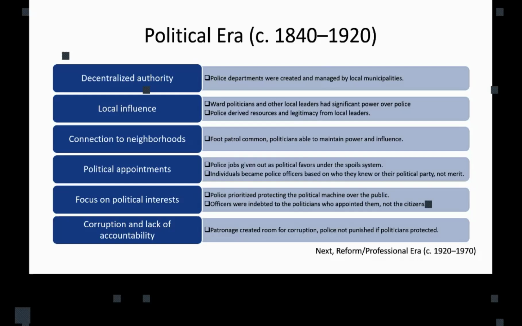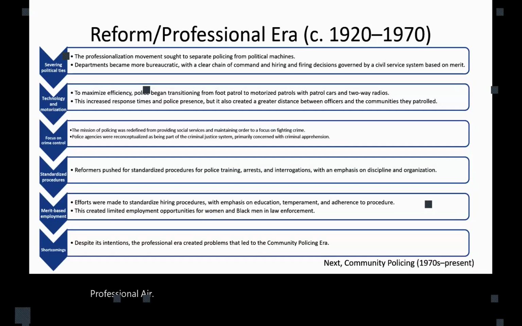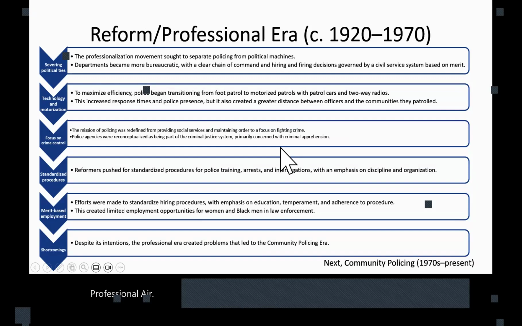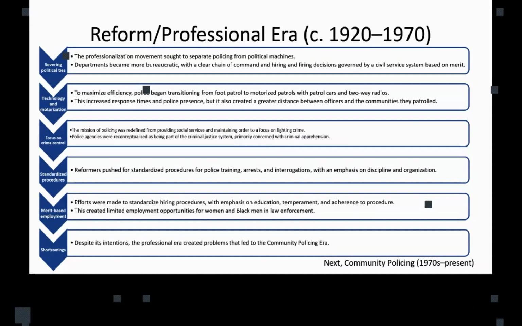The reform professional era. The reform professional era of policing, spanning roughly from 1920 to 1970, marked a period of deliberate efforts to modernize American law enforcement by severing its ties to corrupt local politicians. Instead of focusing on community relations, this era emphasized a reactive, crime-fighting approach that sought to use technology and scientific methods to increase police efficiency.